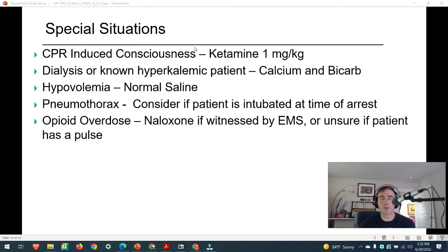Were they really in cardiac arrest? Well, you didn't feel a pulse, right? So technically, yes, but their heart was likely still beating. It was just not beating vigorously enough to perfuse the brain. So those are some special situations.